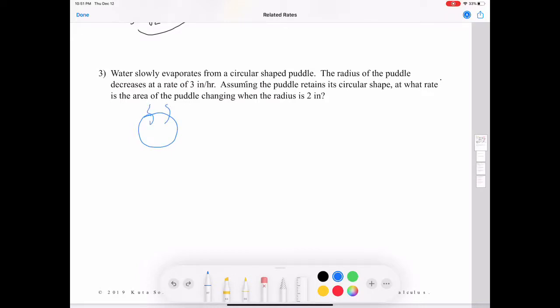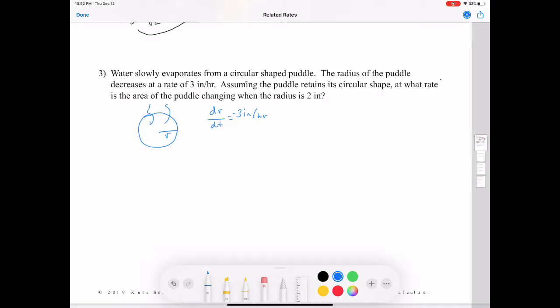The radius of the puddle is slowly decreasing at a rate of 3 inches per hour. So I'm going to say the rate of the radius, dr over dt, is equal to 3 inches per hour. And I'm going to put that as a negative because we're actually going in. The radius is decreasing. So here's my radius, r. And as the puddle starts to evaporate, the circle gets smaller and smaller and smaller.